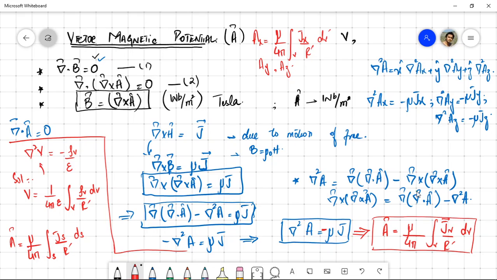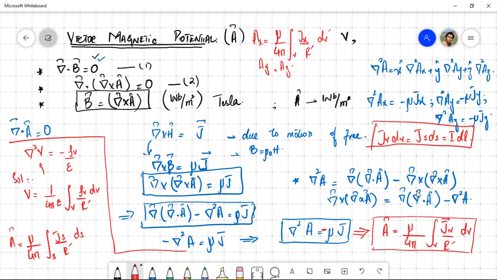So we know that we can replace JV dV with Js dS, with I dl. We have talked about this too many times now. So we can convert this to volumetric current density, we can convert this to surface current density, we can convert this to line current density according to the requirement that is given by the author in any numerical.